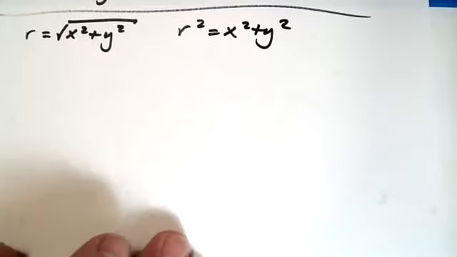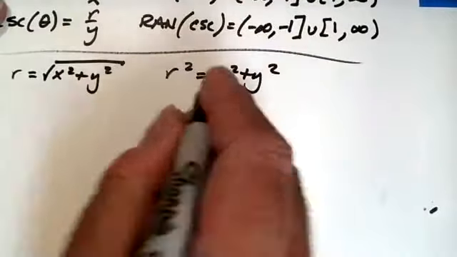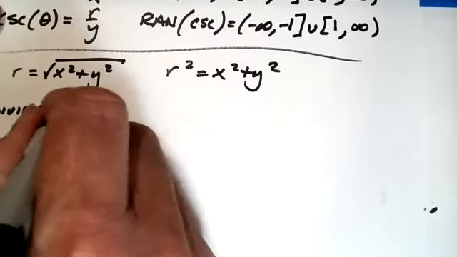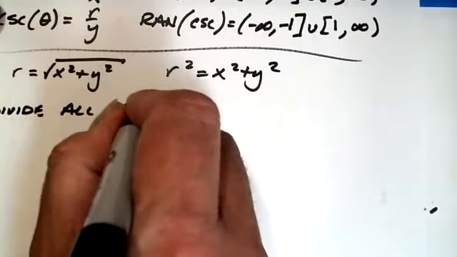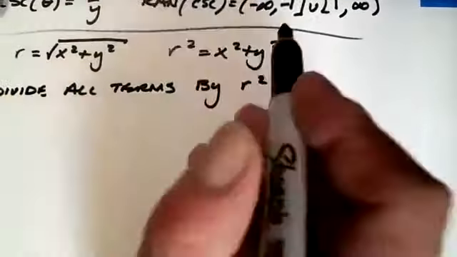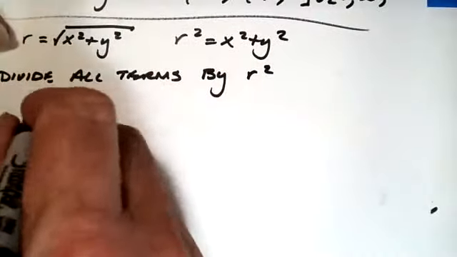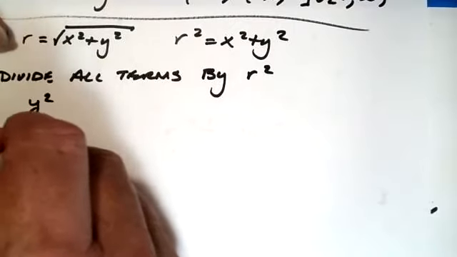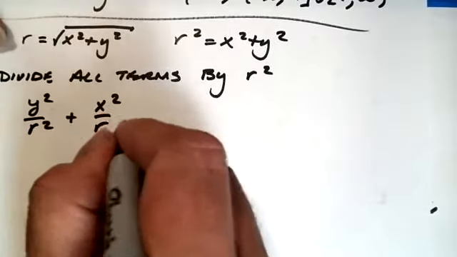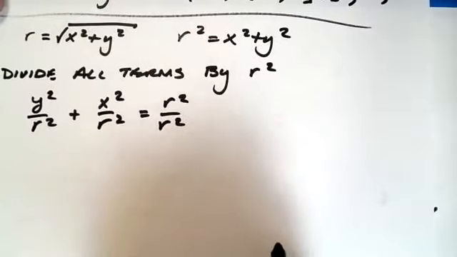Now, I'd like to take this equation and do a couple of things. First, let's divide all terms by R squared, okay? When I do that, and I'll do a little bit of rearrangement because I wanted it to come out in a particular way, I've got y squared over R squared plus x squared over R squared is equal to R squared over R squared, right?